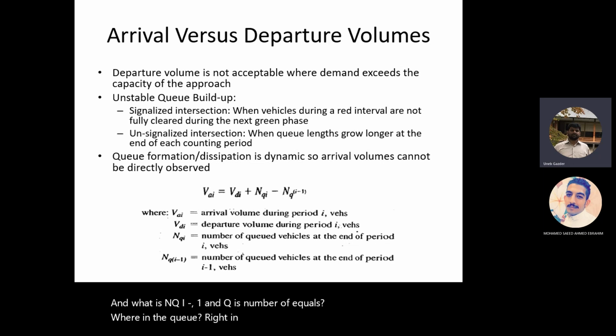And I minus 1 means what? What was I? Time interval. I minus 1 is the last interval. So if I'm talking about 10:15 to 10:30, then I minus 1 is 10 to 10:15. Got it? Okay, let me show you an example.